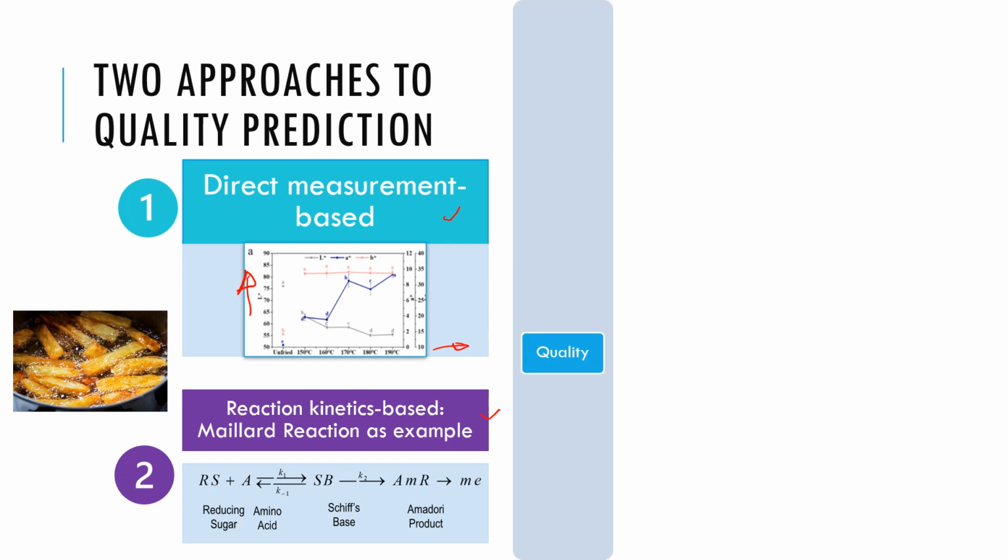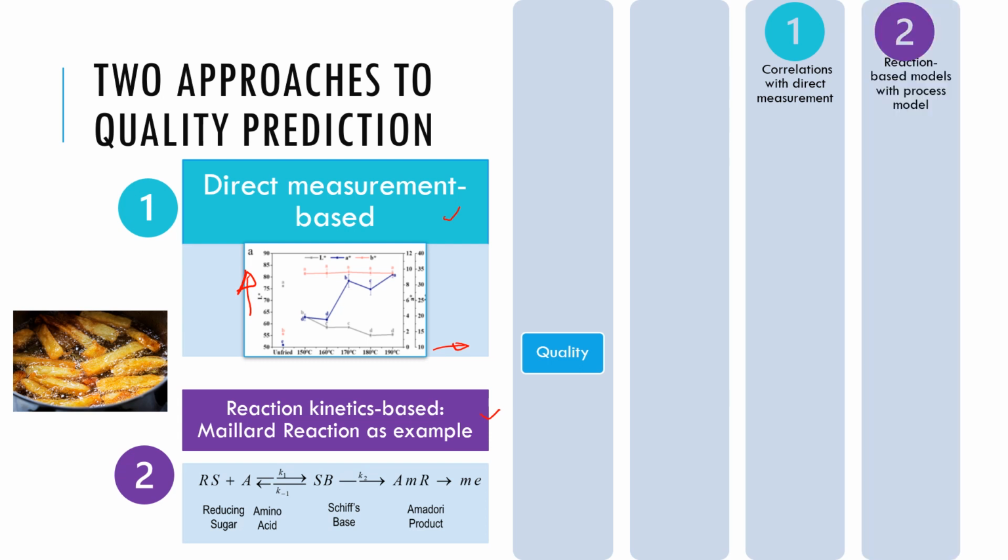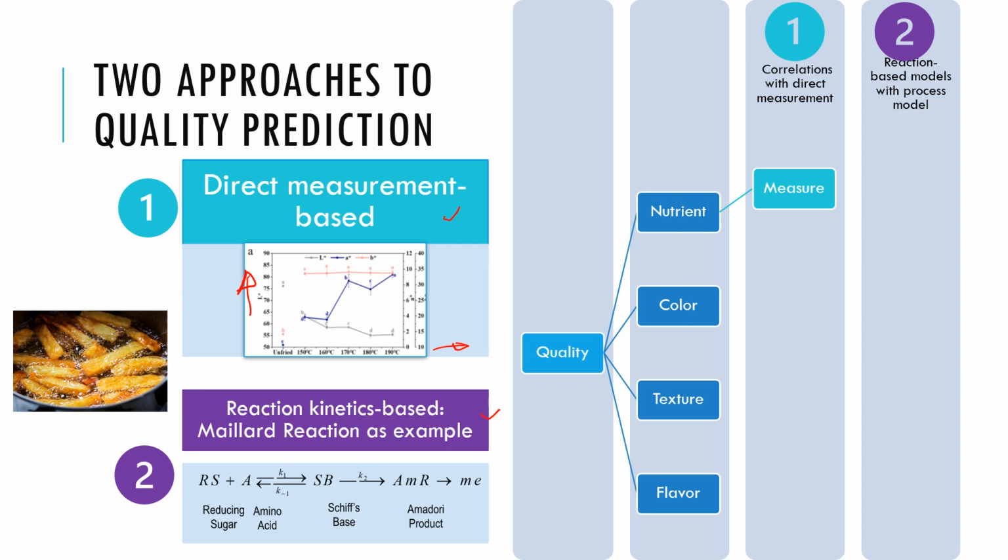So let's look at it. Let's say quality, many of these that I'm going to mention in a minute, can be thought of these 2 ways, either correlations with direct measurement or some reaction kinetic based models. We are going to start with nutrient. That is the simplest. So nutrient, for example, you can think of just measuring the nutrients, cooking in a certain way and measuring the nutrients. That way we can get the relationship between the 2.